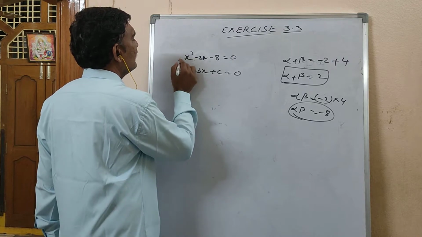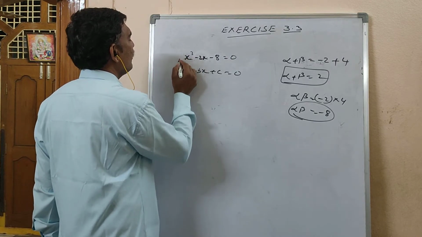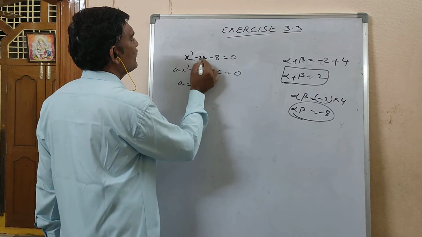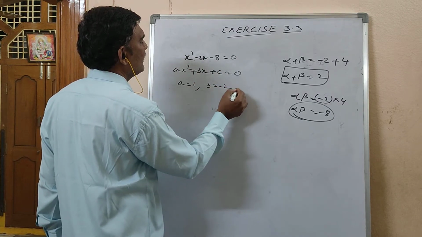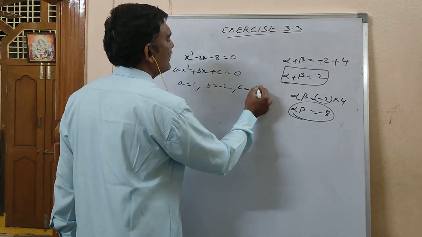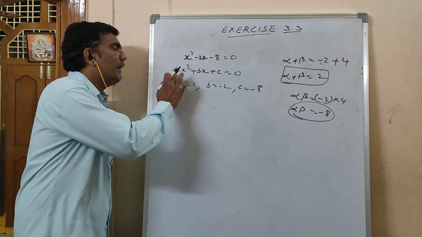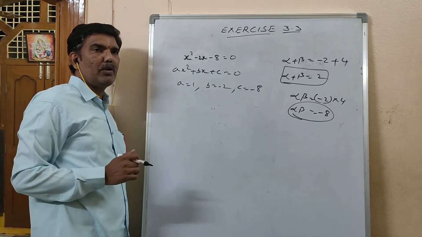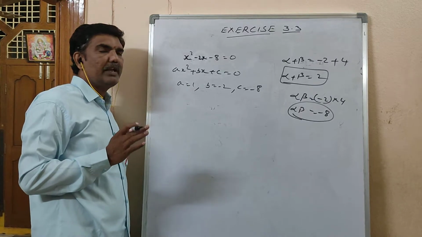Ax square, just x square is there. Means a is equal to what? 1. Bx is there, minus 2x is there. B is equal to minus 2, and c is minus 8. C is equal to minus 8. If you compare this with the general form of the quadratic polynomial, you will get the values of a, b, c.